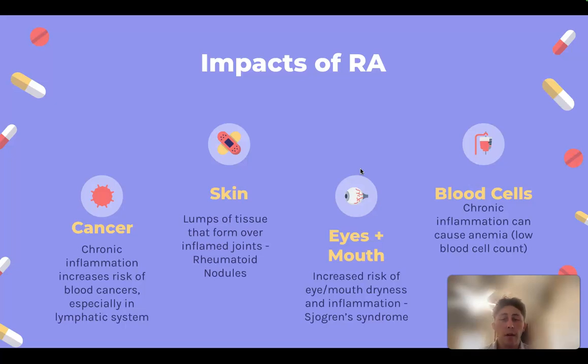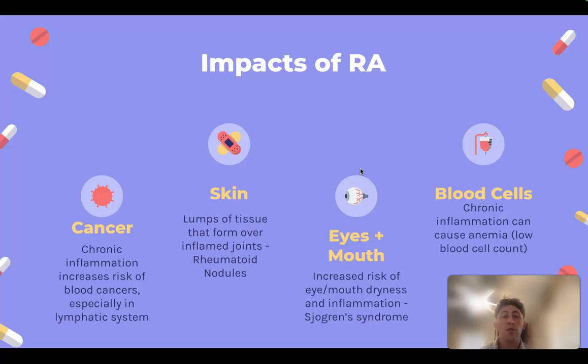Cancer is also a common illness that can develop in patients with rheumatoid arthritis. So that chronic inflammation can increase blood cancers, especially lymphoma in the lymphatic system. And then it also impacts your skin. So various rashes can result from those areas of inflammation underneath the skin due to the joint inflammation. And rheumatoid nodules can form. So rheumatoid nodules are essentially just large lumps underneath the skin that result from the inflammation in the joints.